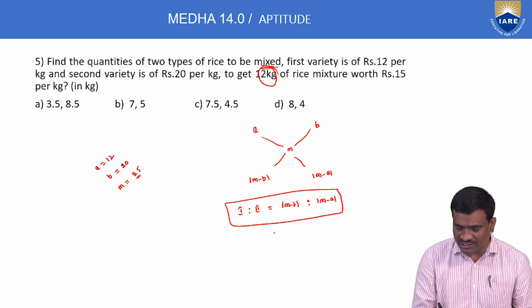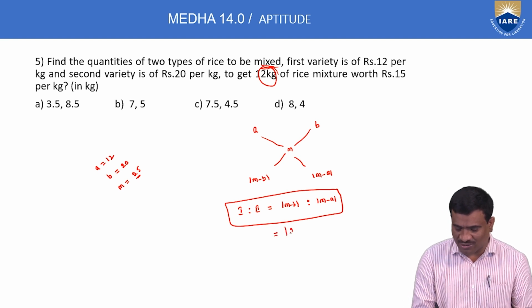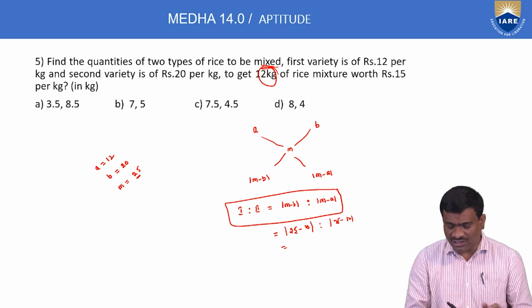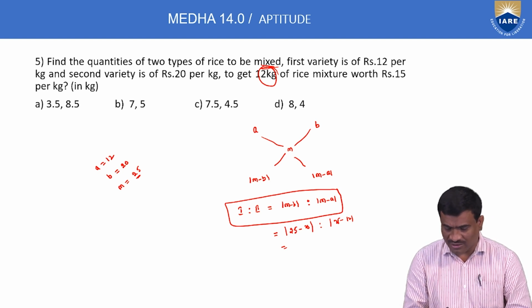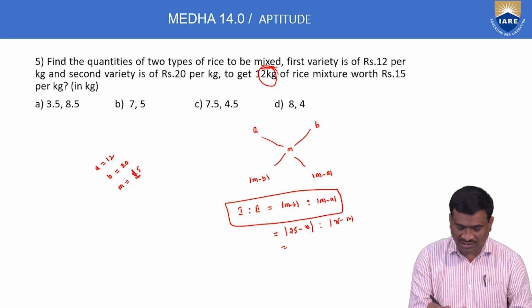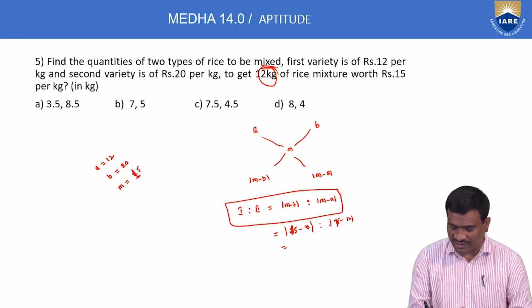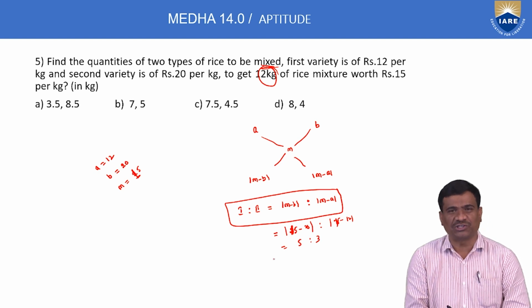Method: type 1 is to type 2 is equal to modulus of M minus B is to modulus of M minus A, is equal to 25 minus 20. Mixed part 15 only, not 25. 15 minus 20, and 15 minus 12, 3. So 5 is to 3 ratio.